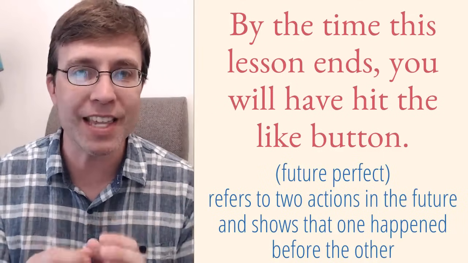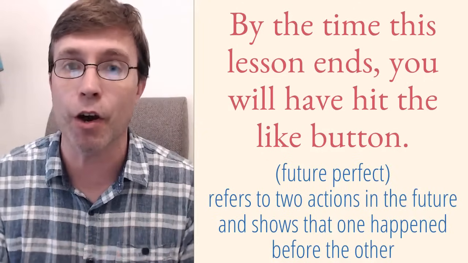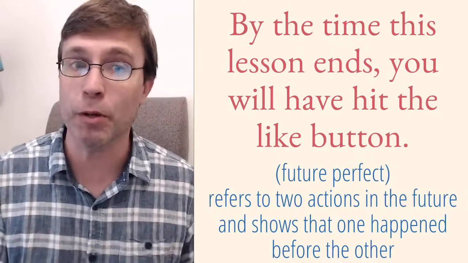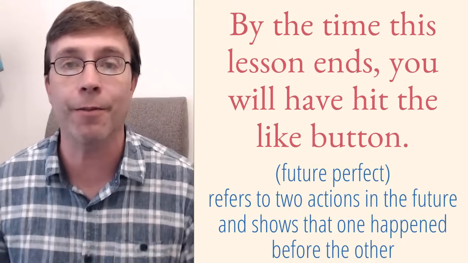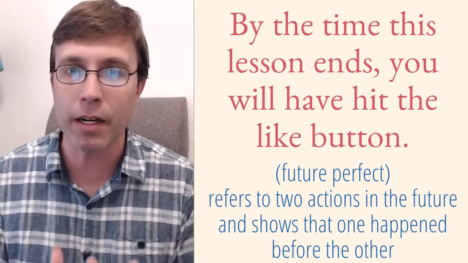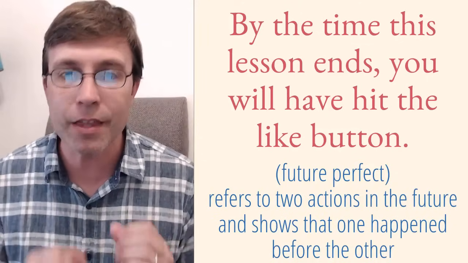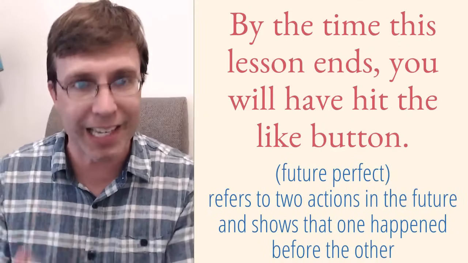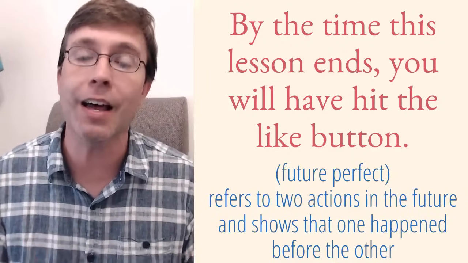And again, when you see that "by the time," remember we had it in a question just like two questions ago. It's often used with a perfect tense. Maybe it's the past perfect. In this case, it's the future perfect. By the time this lesson ends, we have our dependent clause using the present simple, which means in our independent clause, we're going to talk about the future. You will have hit the like button. Two actions in the future, one happens before the other. So the action in the future, the lesson ends. Well, what will happen before that in the future? You will have hit the like button.